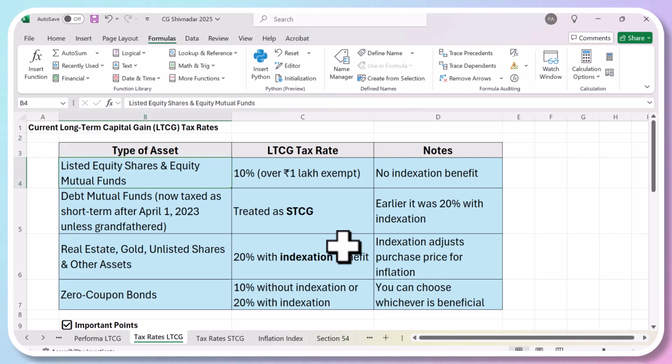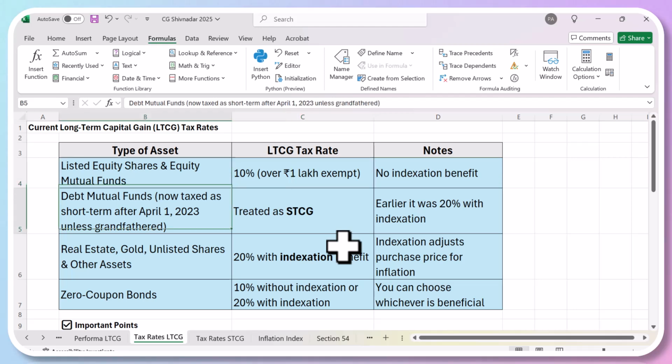If you're holding listed shares, and if you sell them after 1 year, then you have to pay 10% over 1 lakh. Up to 1 lakh rupees, there is no tax, and then you have to calculate 10% tax. And there is no indexation benefit in case of listed equity shares or mutual funds. So if you are buying and selling mutual funds and selling them after 1 year and you earn a capital gain, you have to pay only 10% capital gains tax. Up to 1 lakh, there is a total exemption for that financial year. So it is 1 lakh every financial year. If you make a profit over 1 lakh, you have to pay 10% tax.